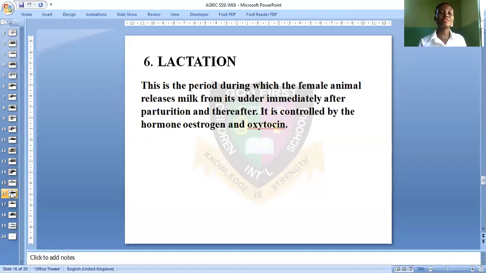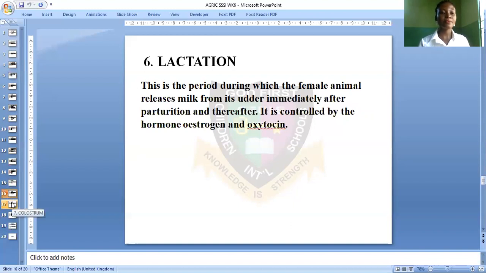Lactation. This is the period during which the female animal releases milk from its udder. Breast is called udder in farm animals. This is the period immediately after parturition and thereafter. It is milk that the young farm animal will feed on. It is controlled by two hormones, estrogen and oxytocin.